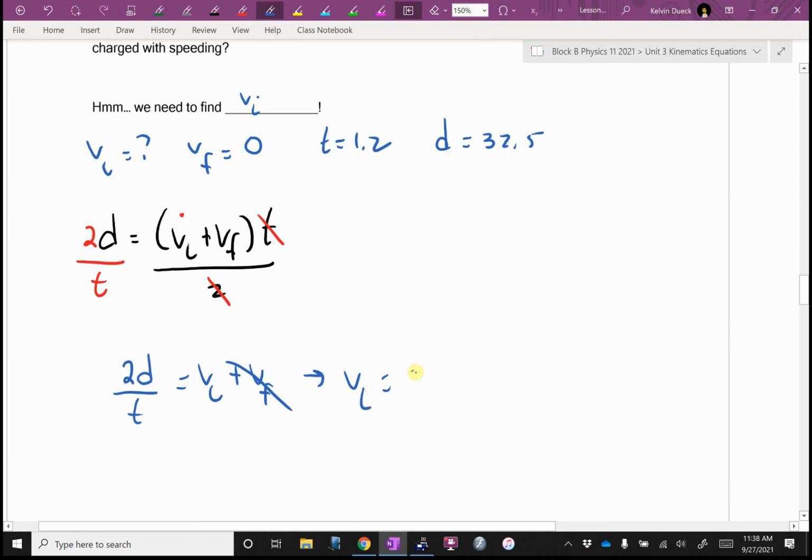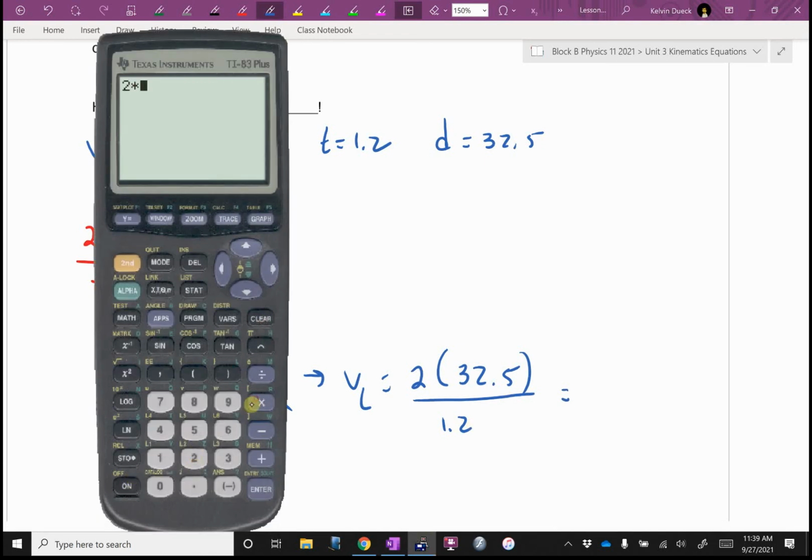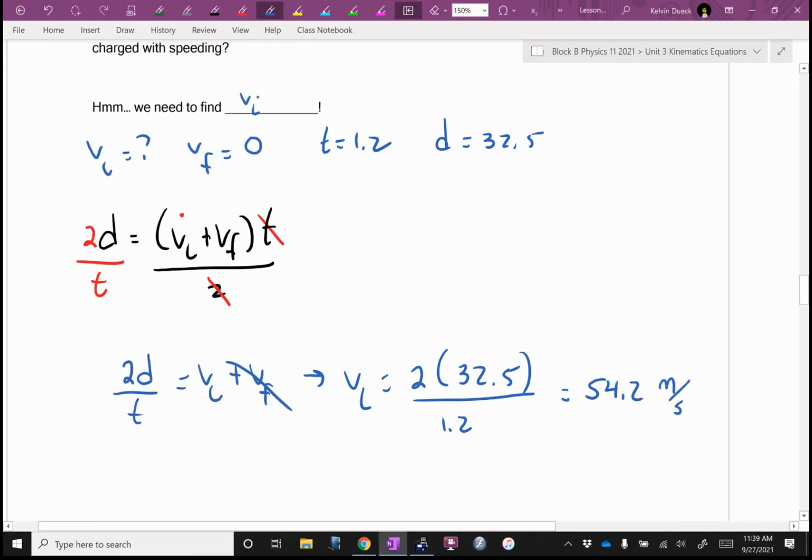So VI is going to be 2 times 32.5 all over 1.2. Get your calculators out. What do you get? So the speed limit was 60. Does this driver get charged? 54.2 what? What's the speed limit? 60 what? We better convert this. So 54.2 meters per second. How do I go from meters per second to kilometers per hour? Something to do with the 3.6.